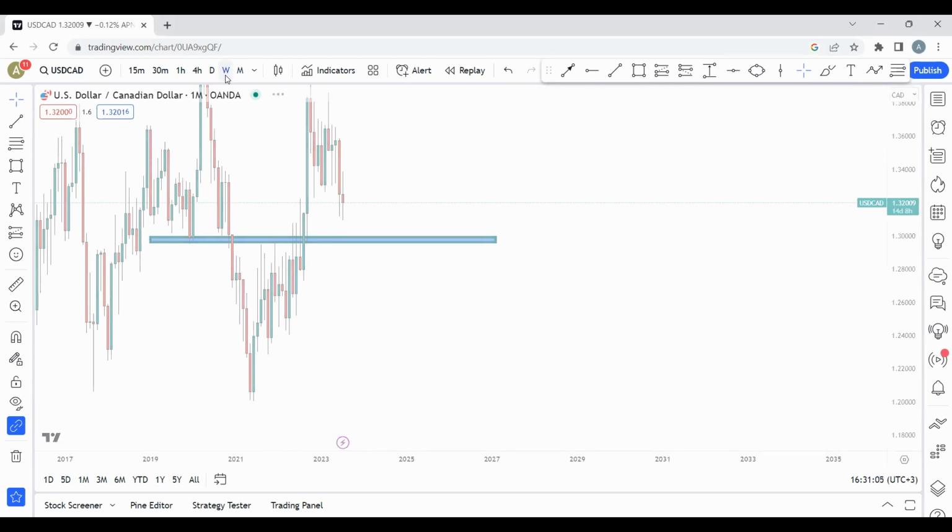When we come down to the weekly time frame, my network is being a bit slow. It's not loading very fast.